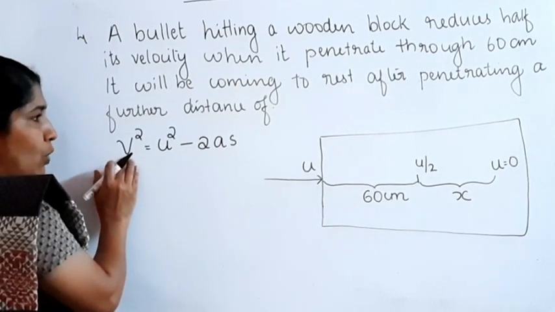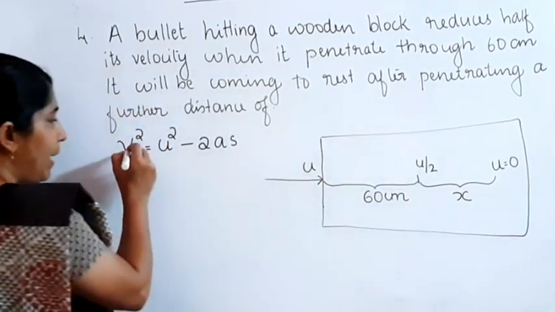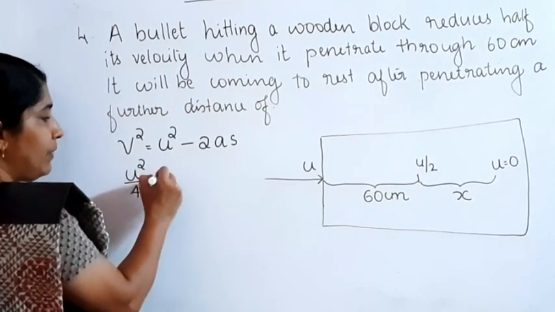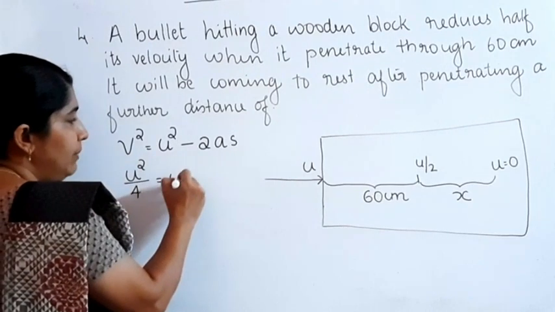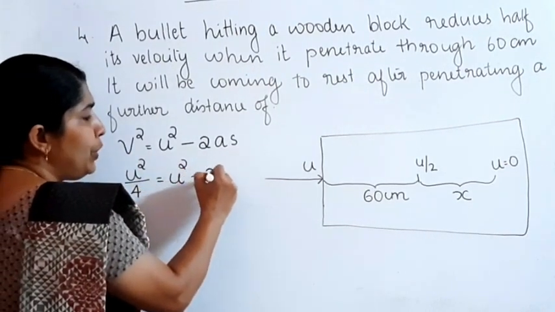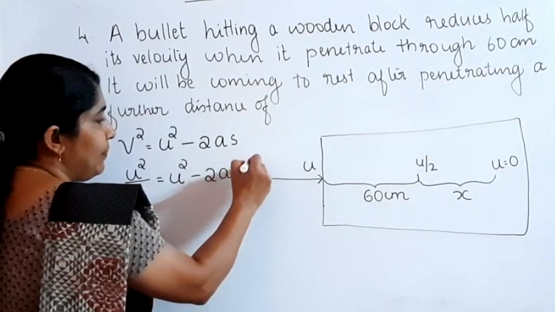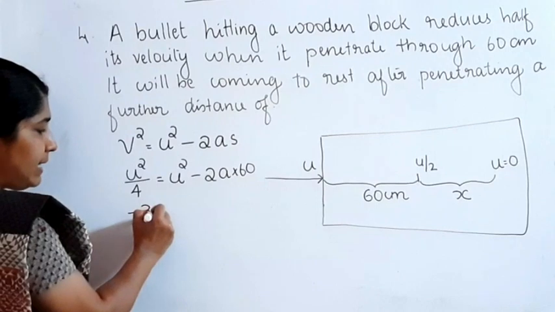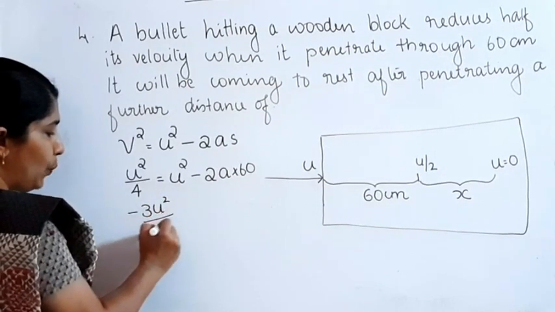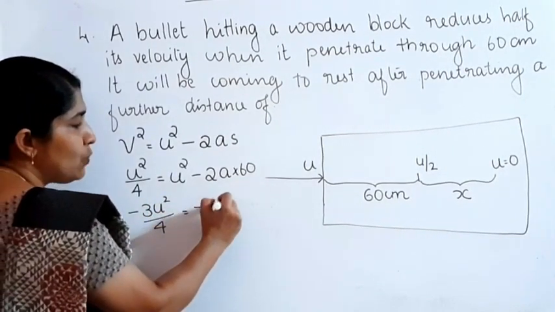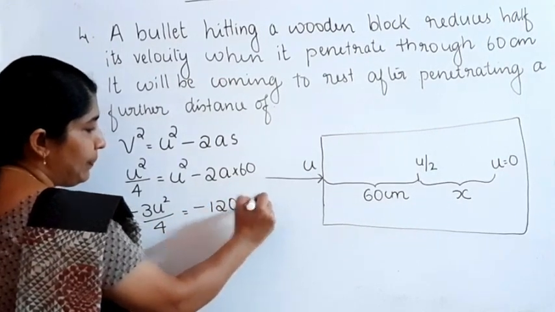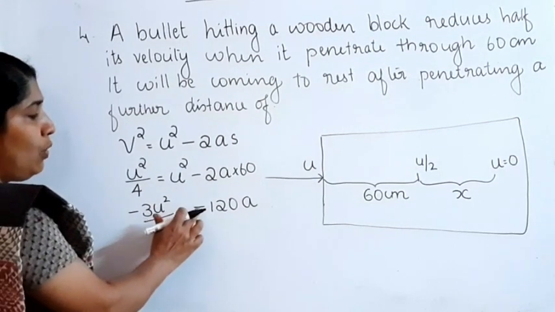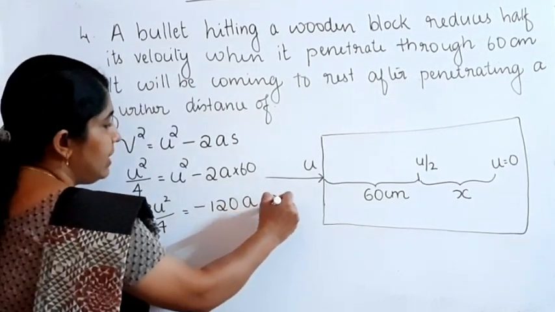Final velocity in this case is equal to u by 2. Therefore, v square is equal to u square divided by 4, that's equal to u square minus 2 into a into 60. Then on solving, we can write minus 3u square divided by 4 equal to minus 120a. That's the first equation.